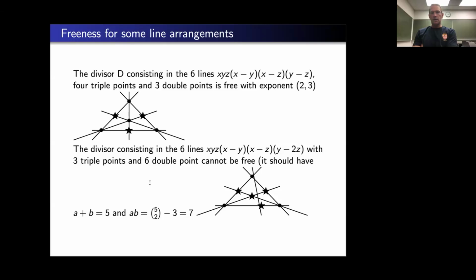And you can see that this arrangement is not rigid, in the sense that if I wiggle the positions of these vertices but keep the combinatorics fixed, I'll still have 4 triple intersections. The intersections marked with dots are triple intersections, and then I have these 3 normal crossing points marked with stars. So this is a free arrangement.